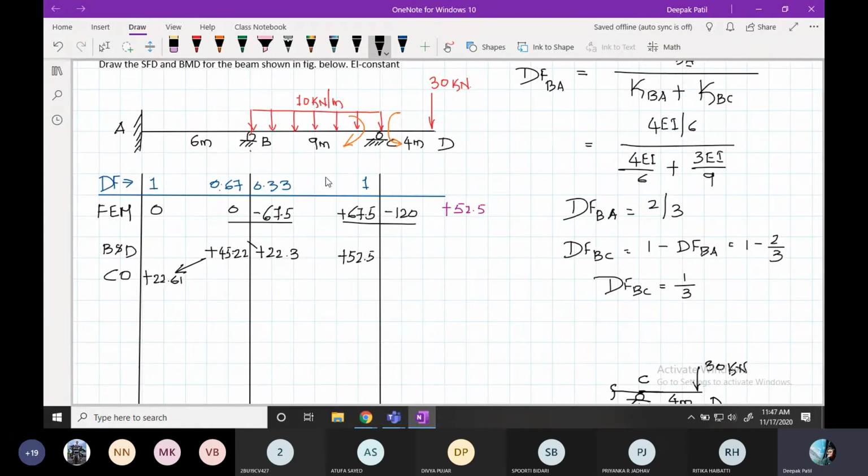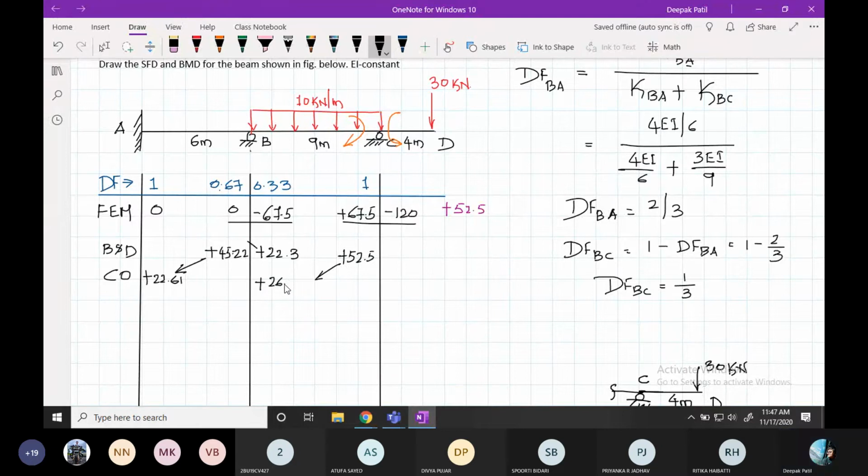But will you carry over from C to B? Yes, sir. C to B you can carry over. Why? Because B, even though it is a roller support, is not an end support, it is an intermediate support. So you can carry over. Plus 52.5 divided by 2, you will get plus 26.25. So this completes your first cycle.